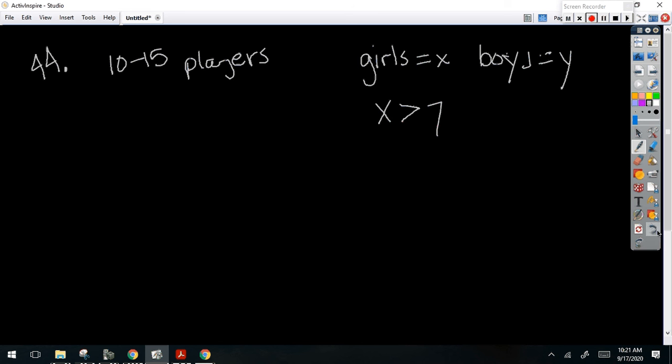All right, so X plus Y has got to be greater than or equal to 10, but less than or equal to what? 15. You could. The only reason I didn't here is because there's more than one variable in it, but you absolutely could. Okay, so we're just going to ignore that line right there. So X plus Y is less than or equal to 15.